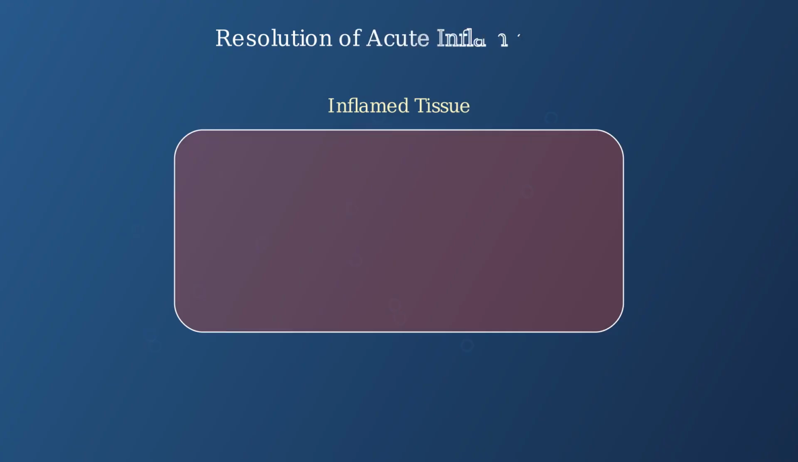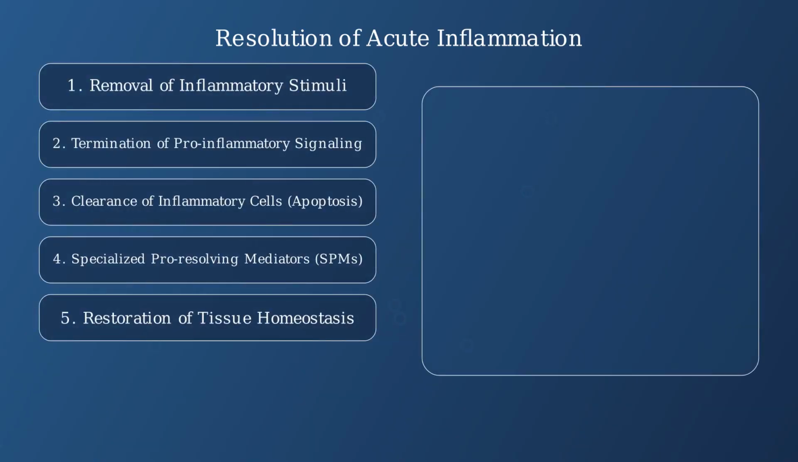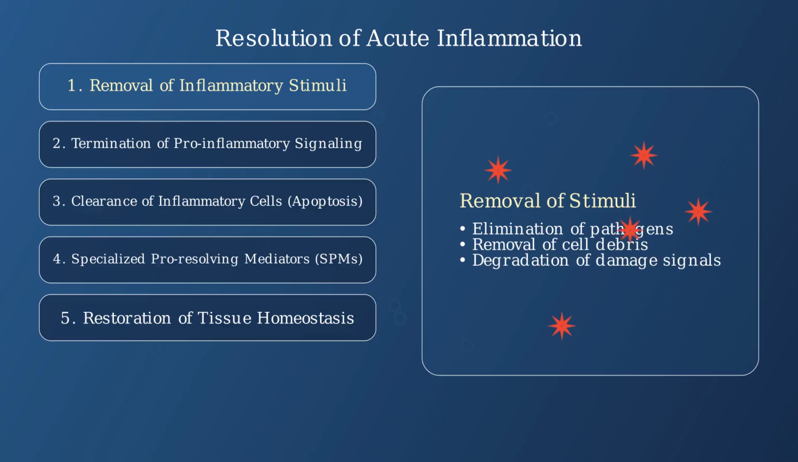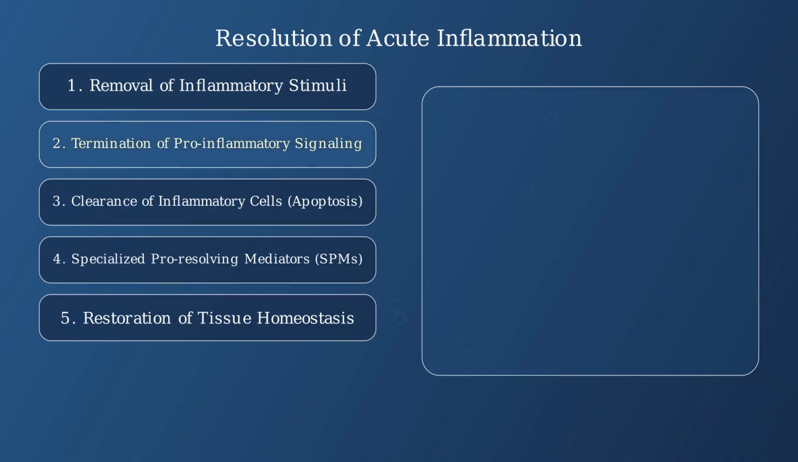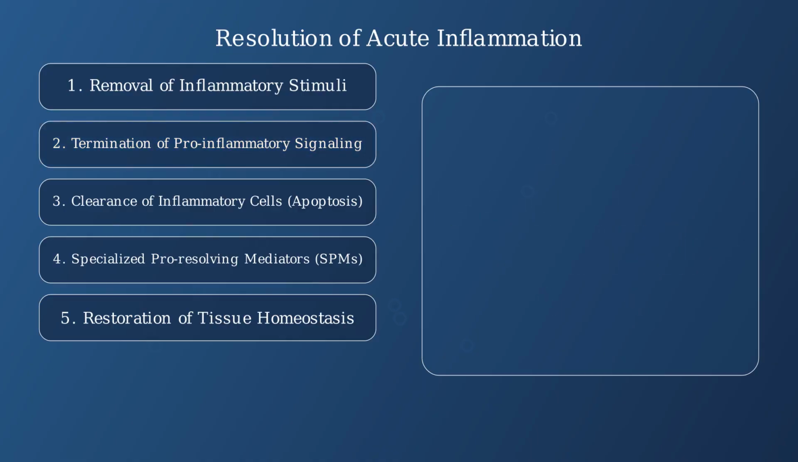Acute inflammation typically resolves once the threat is eliminated. The resolution phase involves several key processes that actively restore tissue to its normal state. First, inflammatory stimuli such as pathogens and cell debris are removed from the affected area. Next, pro-inflammatory signaling pathways are terminated, with a decrease in inflammatory cytokines and adhesion molecules.